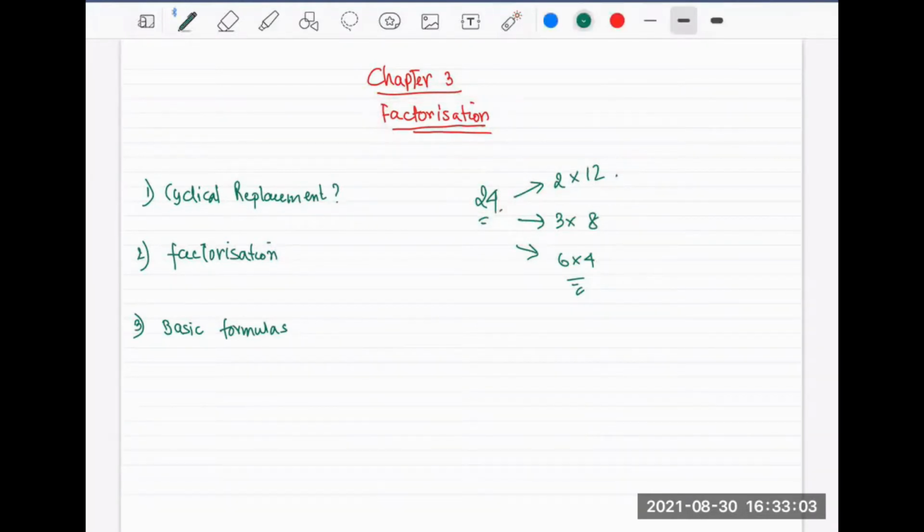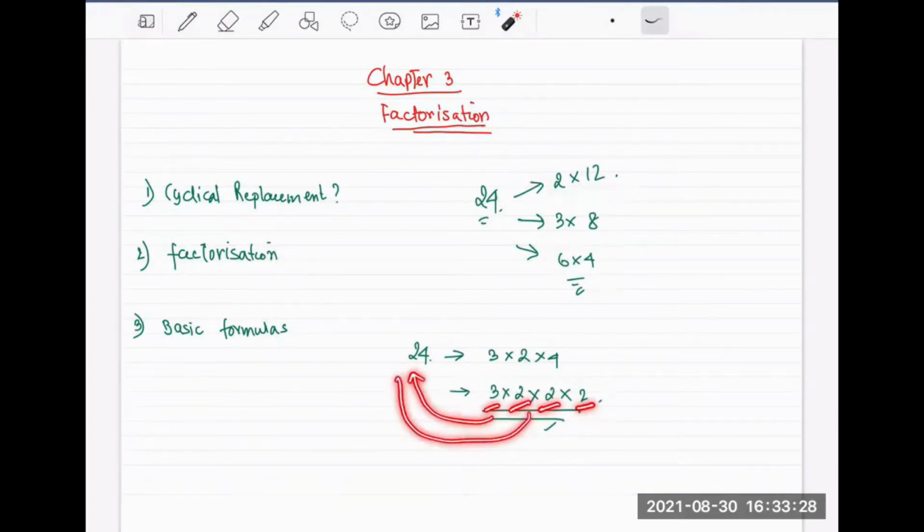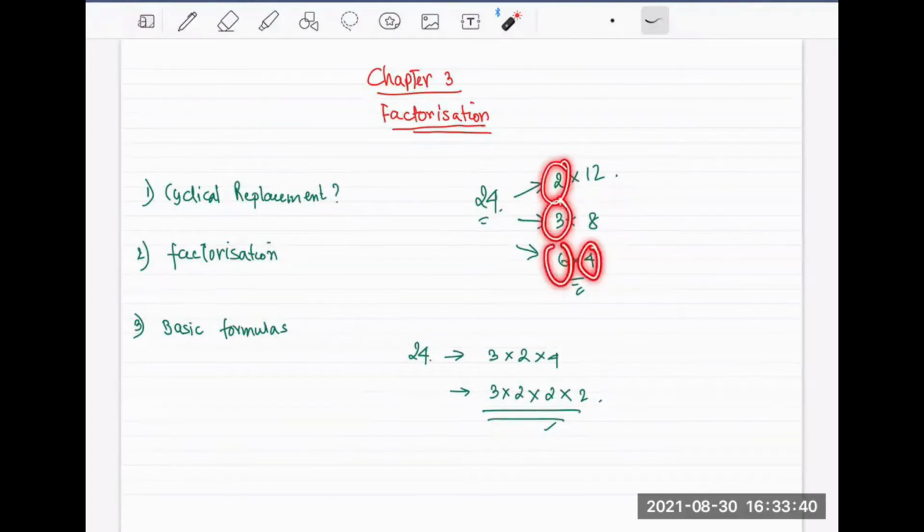Okay, so 24, instead of writing in terms of only two numbers, I can write like this also. 24 can be written as 3 into 2 into 4, or I can break it down more, 3 into 2 into 2 into 2. All the numbers here, 2, 2, 2, 3, can divide 24 without any remainder, right? So the numbers that we are able to obtain, 2, 3, 4, 6, I'm writing them in ascending order, 8, 12, all of them are called factors.